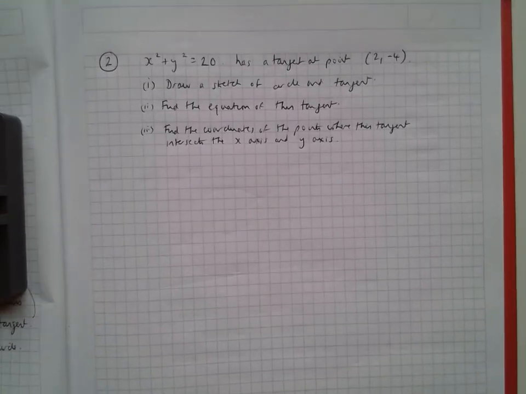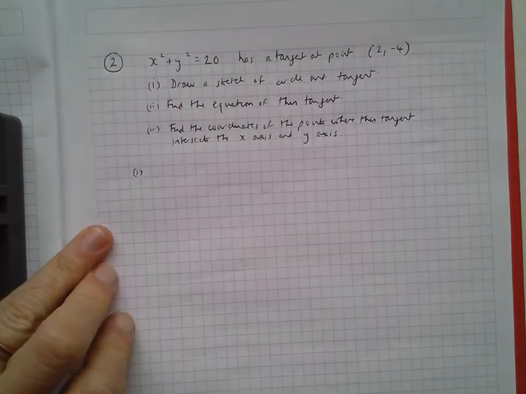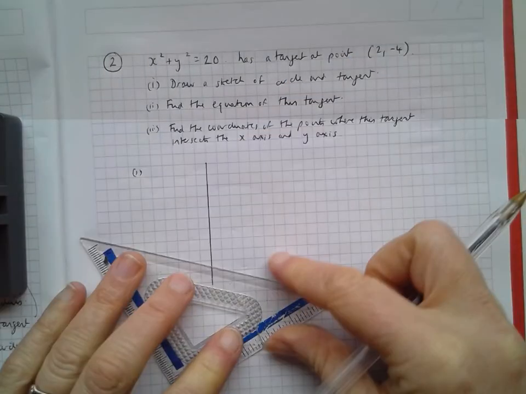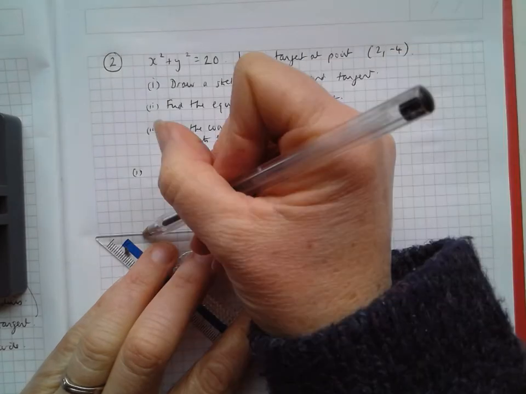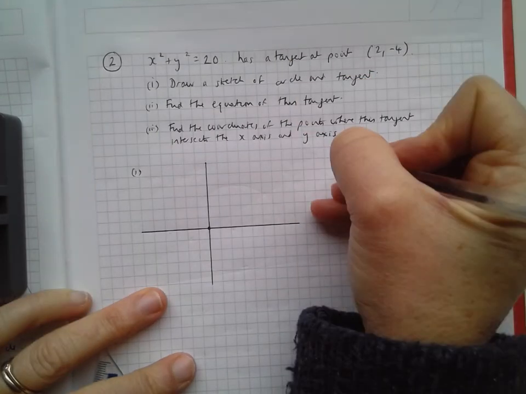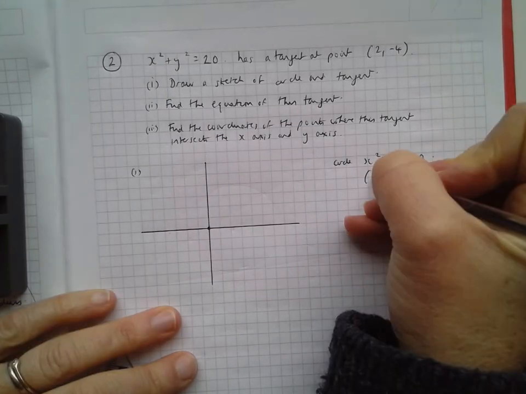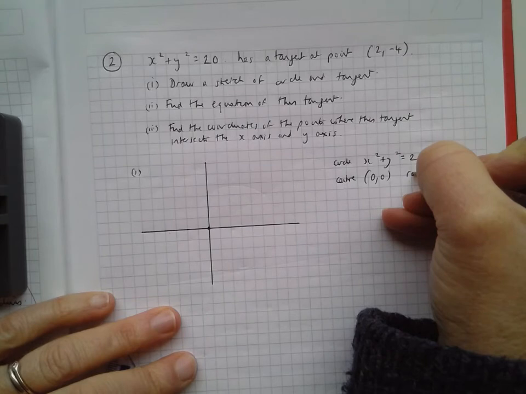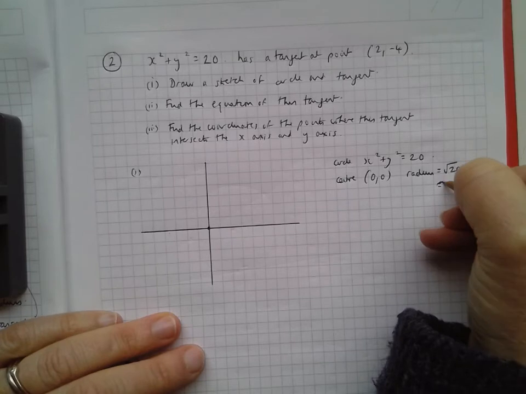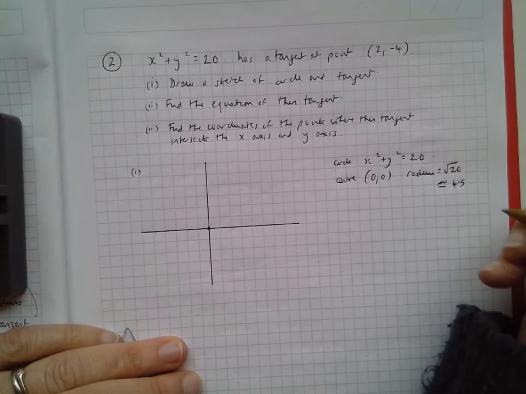So when it says a sketch, that's great because it doesn't have to be fancy schmancy. So here's my set of axes. Okay, and here's 0, 0. This circle is x squared plus y squared is equal to 20. So straight away I'm writing down the center of this circle is 0, 0, and the radius is the square root of 20. Because I'm doing a sketch, I'm going to say that the radius of this circle is about 4.5. Better use a pencil.